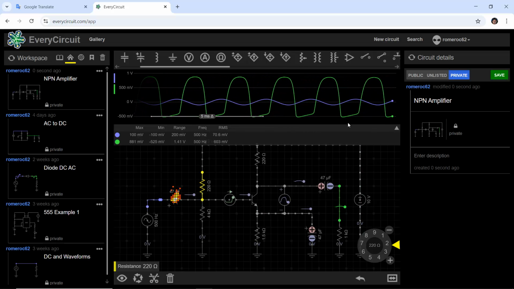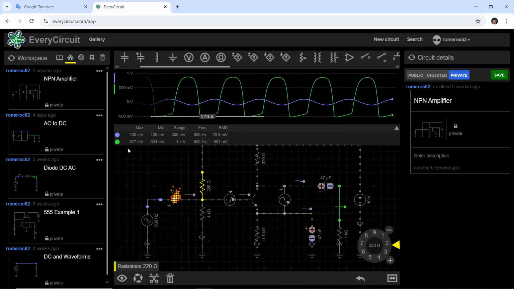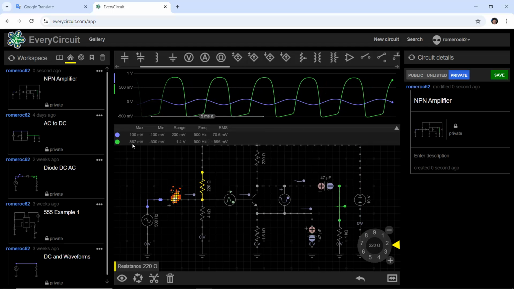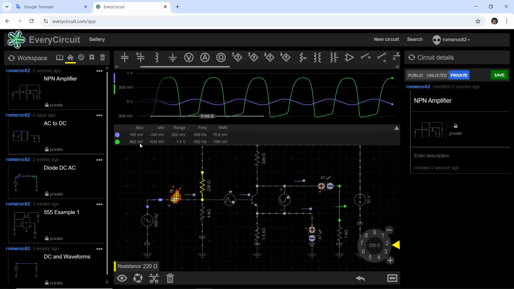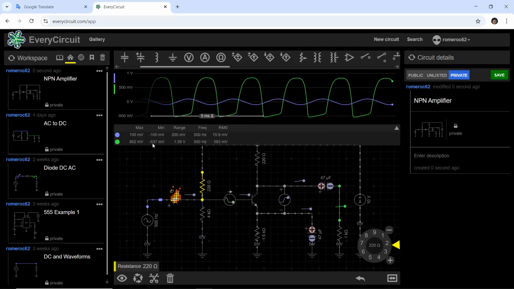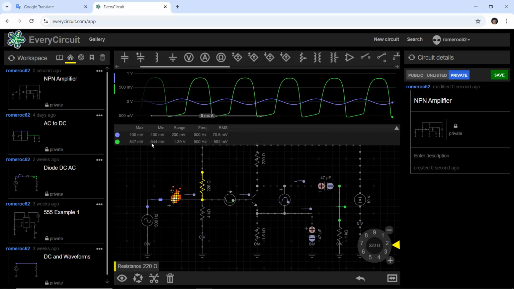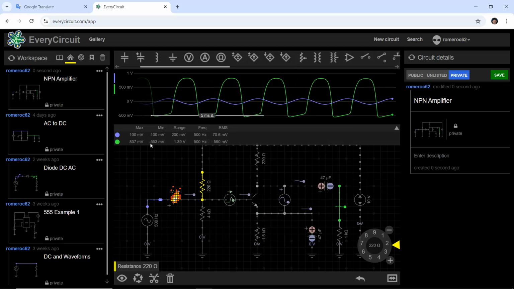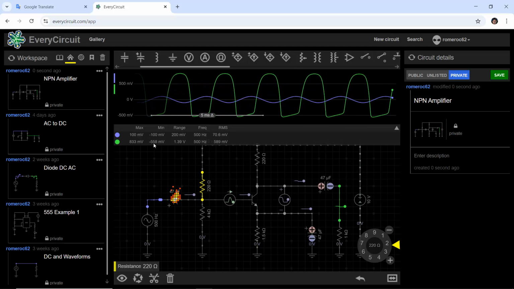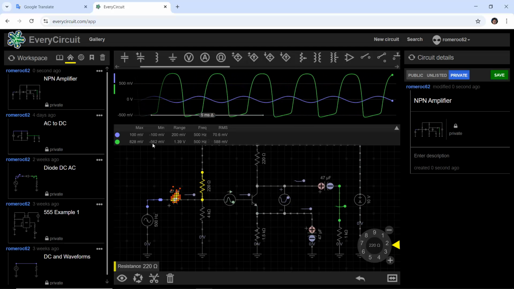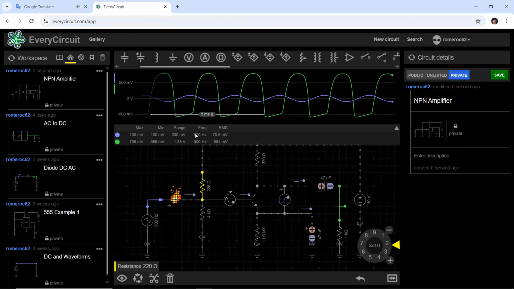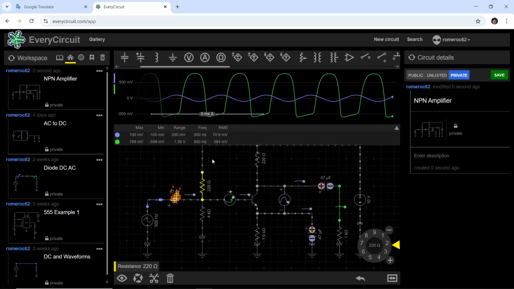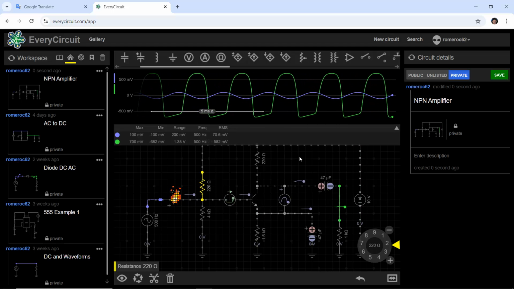Okay, this is much better. The output maximum value is 860 millivolts and the minimum value is minus 550 millivolts. This is more symmetrical. Okay, this is much better.